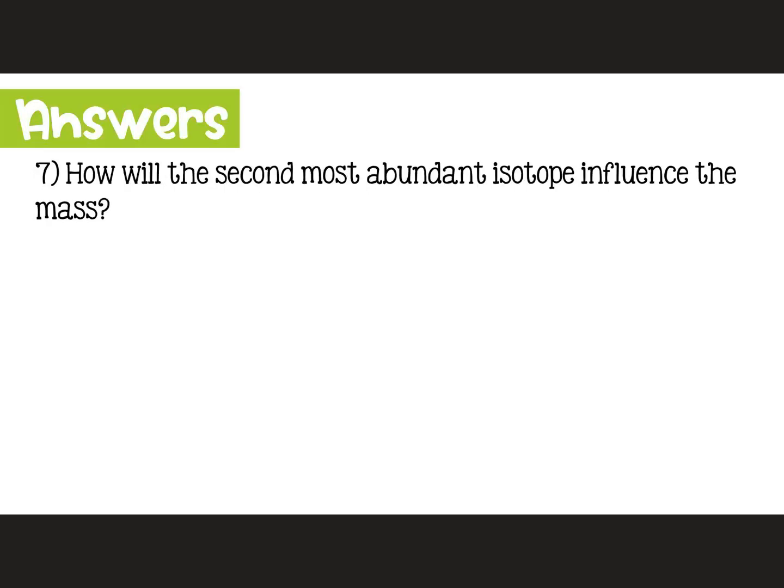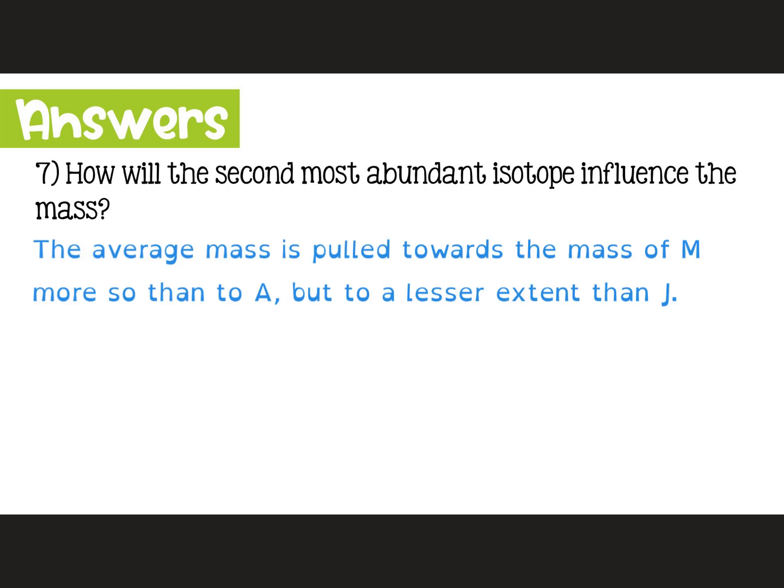Now let's look at example 7. How will the second most abundant isotope influence the mass? Well, isotope M will be able to pull the average towards its mass, but not as much as isotope J can. It will, however, have more influence than isotope A, the least abundant.